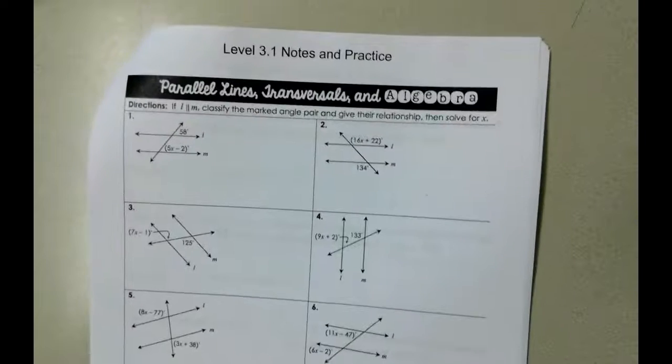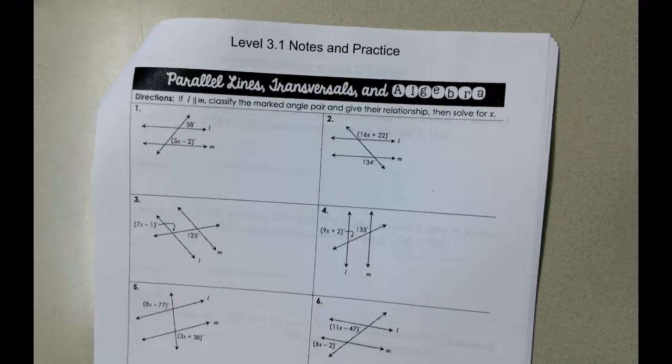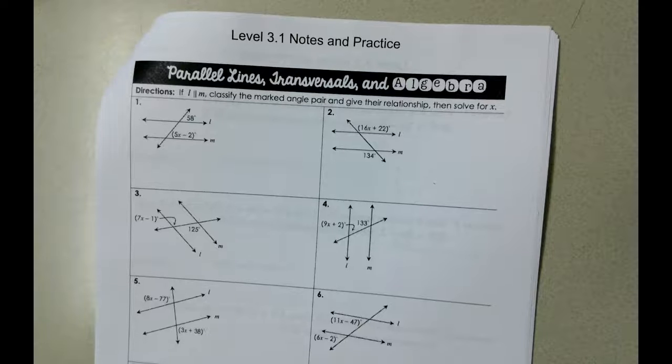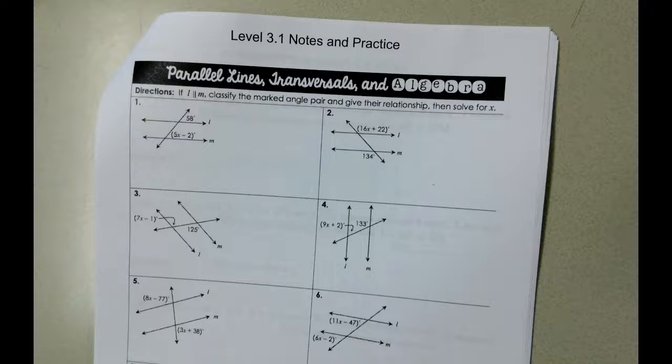We are looking at level 3.1 notes and practice, talking about parallel lines, transversals, and algebra. And what we're looking at here, the directions right in here: if L is parallel to M, classify the marked angle pair and give their relationship, then solve for x.